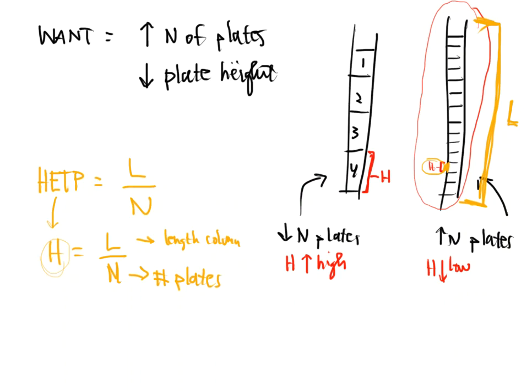So we talked about this equation, H equals L over N, where H is the height of the plate, L is the length of the column, and N is the number of plates. I told you in that video, well, what if they do not give us the number of plates in the problem? Well, they can give us some more information, and we can calculate the number of plates if we need to. So there are two equations here that allow us to calculate N, the number of plates.